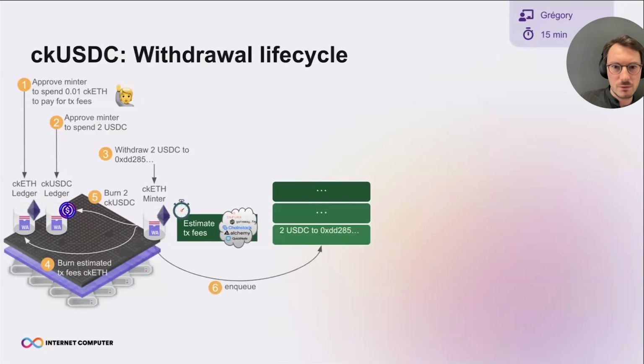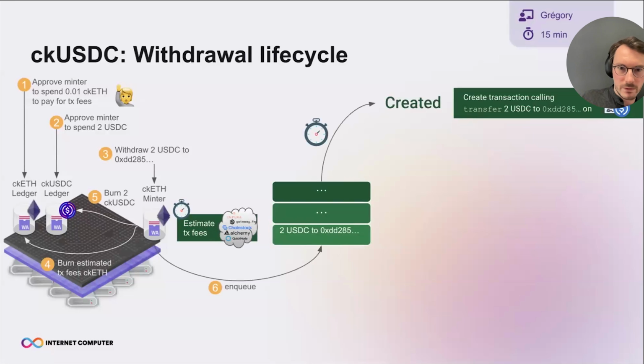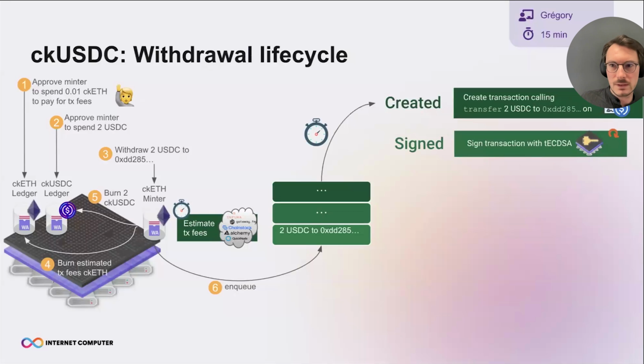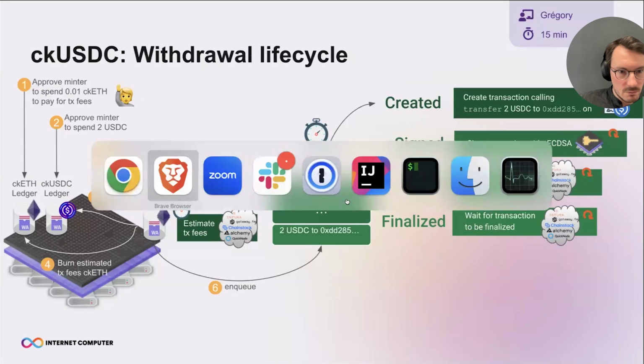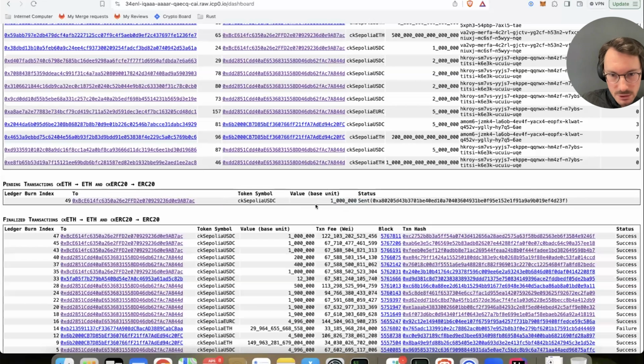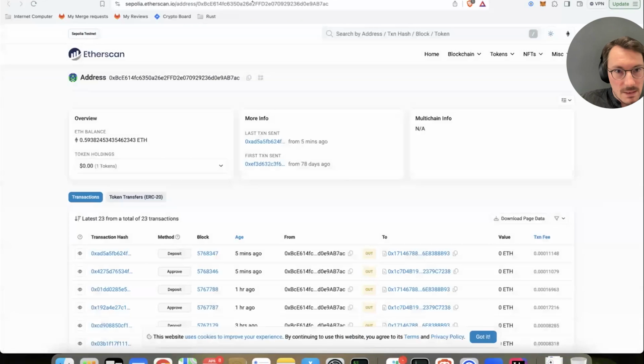Afterwards, the transaction is going to be enqueued and processed on a timer. So then the minter is going to create an Ethereum transaction calling the USDC smart contract and calling in particular an ERC20 method called transfer, which is going to move the funds from the minter's address to the specified address. And afterwards, like in ckETH, it's going to be signed via threshold ECDSA, sent over the network via the various JSON RPC providers, and then we're going to wait for the transaction to be finalized. So if we go back now, maybe the transaction was already sent, yes. So we should be able to see it also on Etherscan.